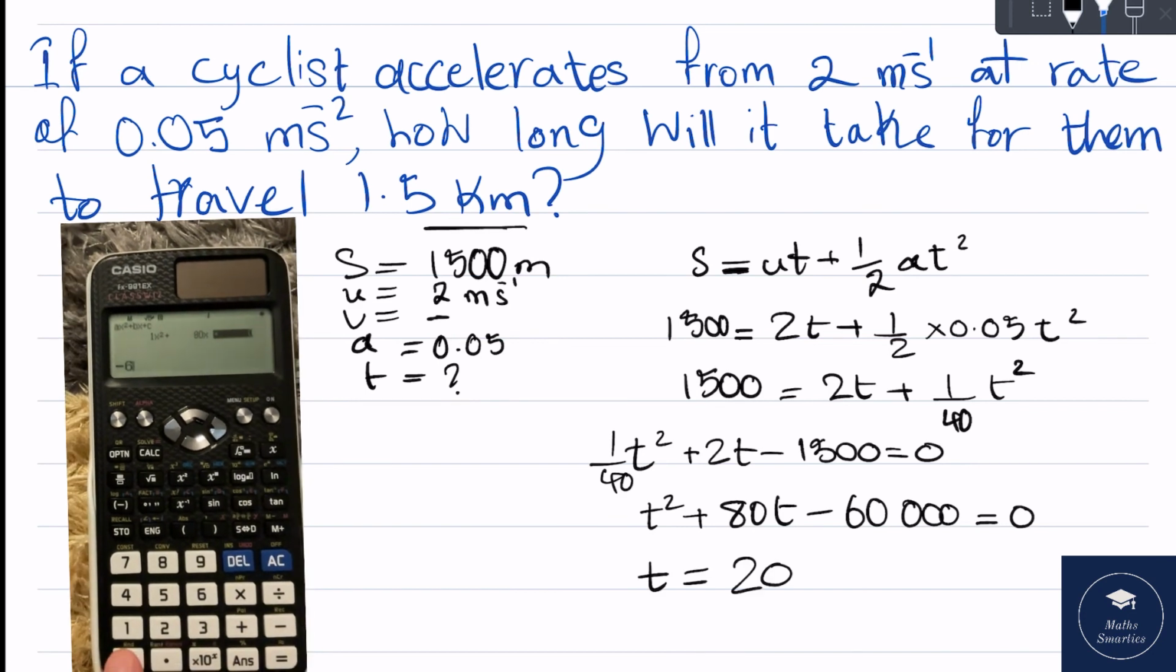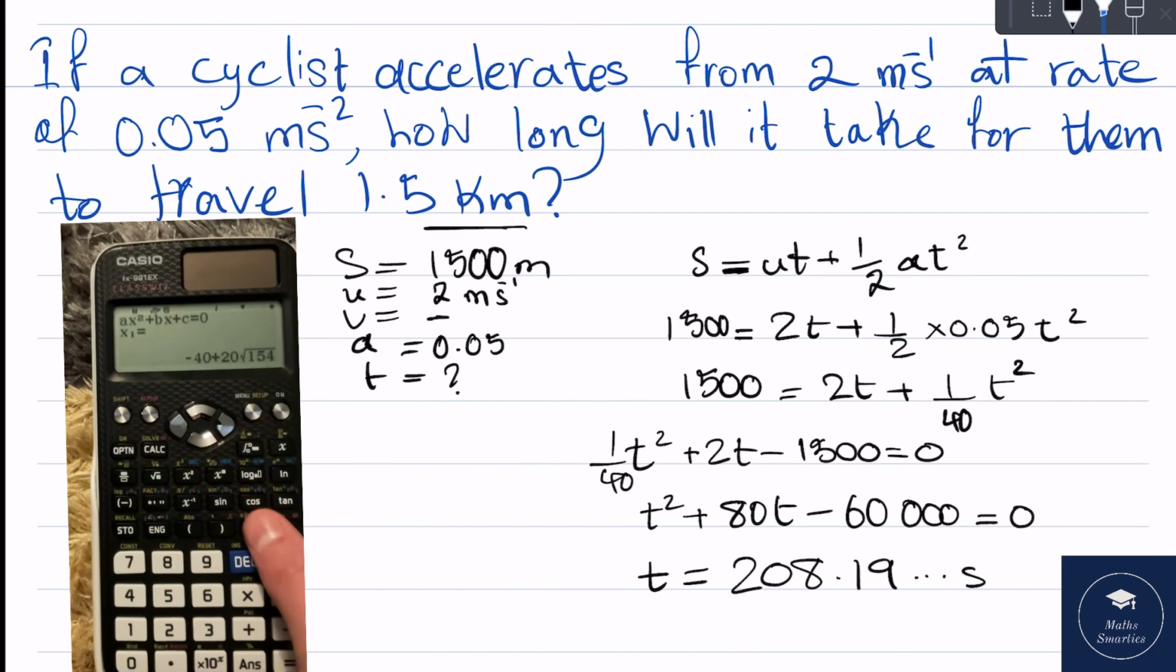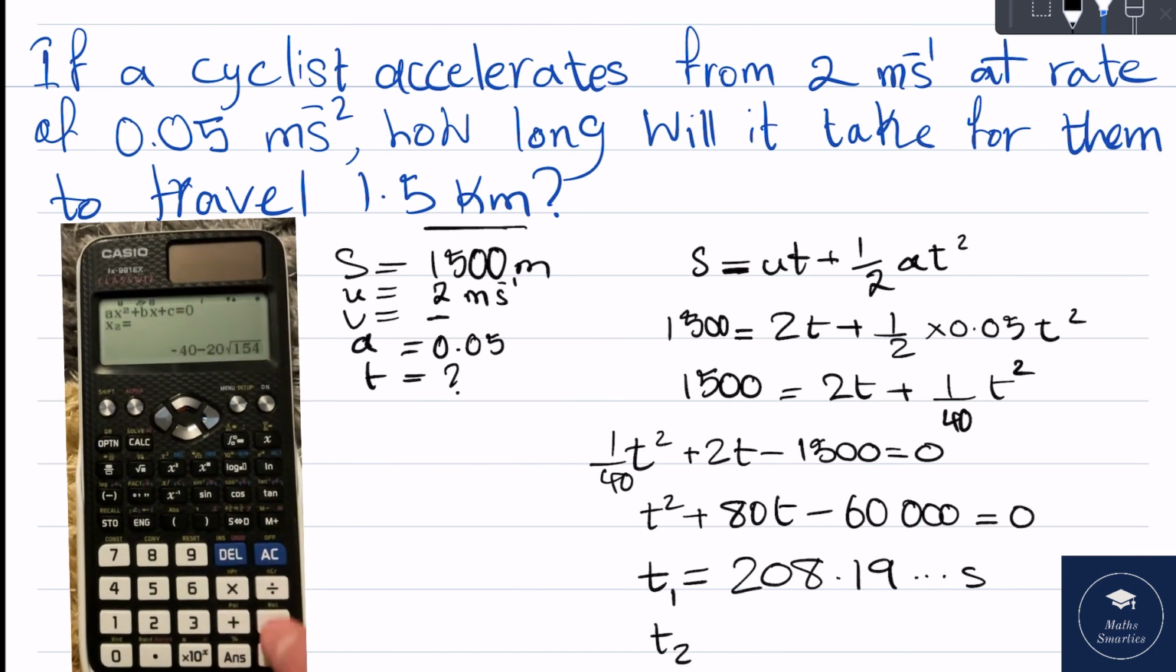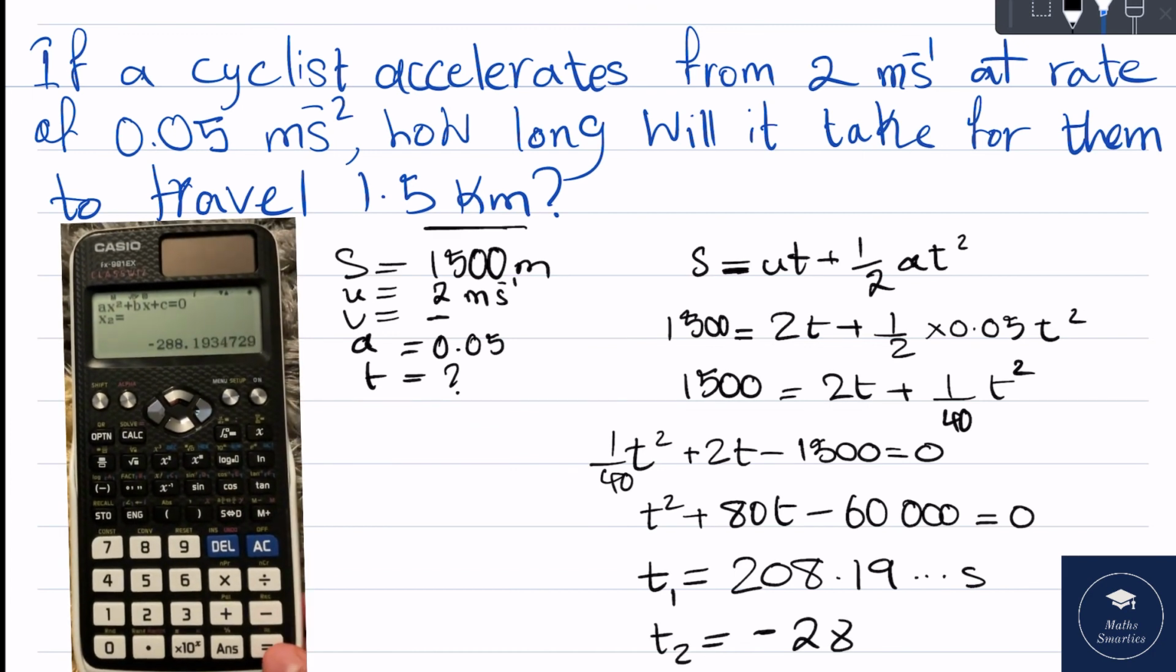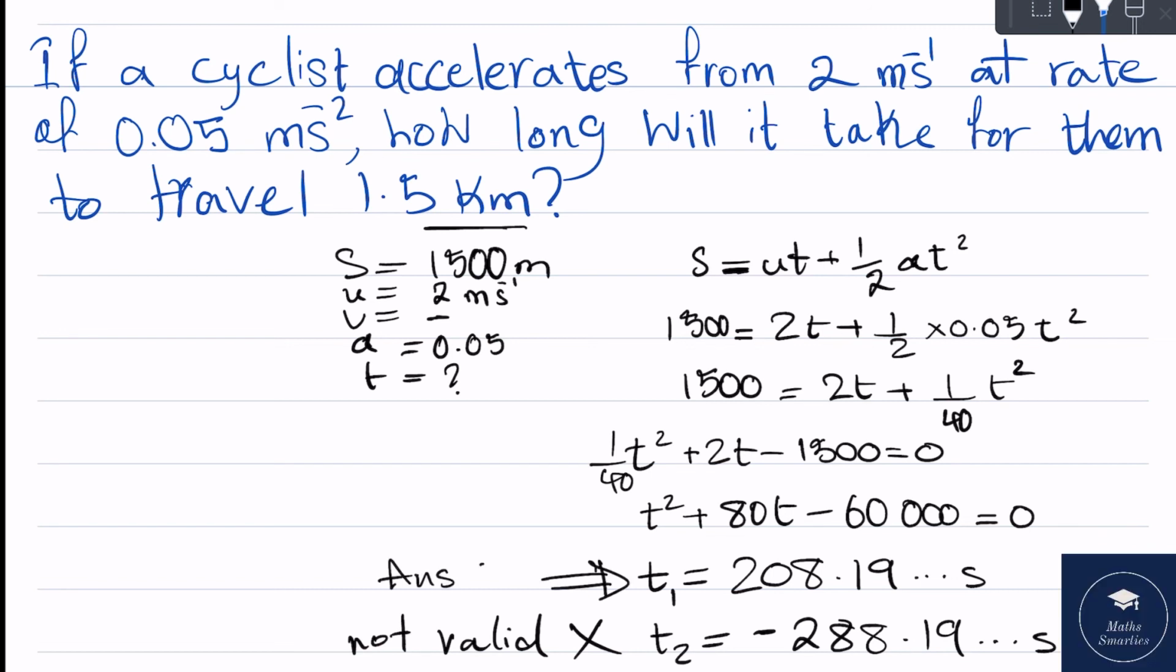You should get 208.19 etc. The second value is negative, minus 288.19 etc. seconds. We can clearly see which is the answer because the negative one is not valid, as time cannot be negative. Therefore the answer is t equals 208.19 seconds.